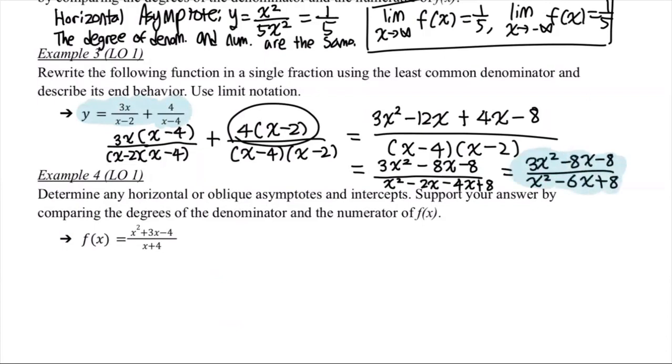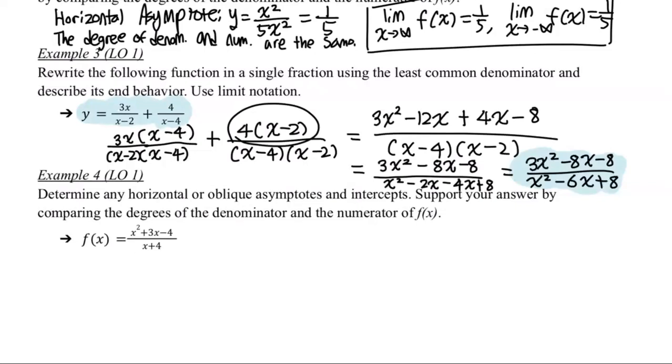We can also describe its end behavior because the degree of the denominator and the numerator are the same. We can know that they have a horizontal asymptote at y equals 3, because if we divide 3x squared by x squared, we get 3 as our quotient.